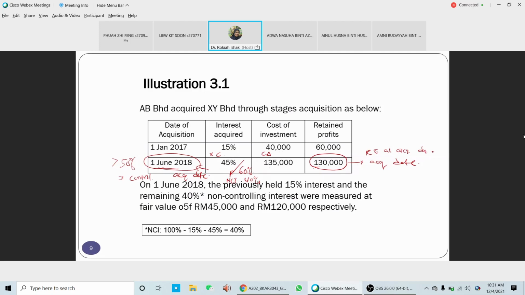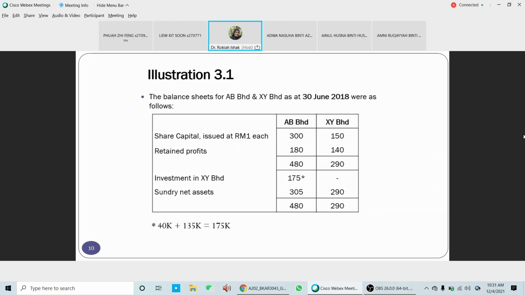So on 1st of June, the previously held 15% interest and the remaining 40% NCI here was measured at a fair value of 45,120. So on 1st of June, the 15% here is measured at 45,000. That 45,000 is the fair value, and then the NCI was measured at 120. So this is information that we have here.